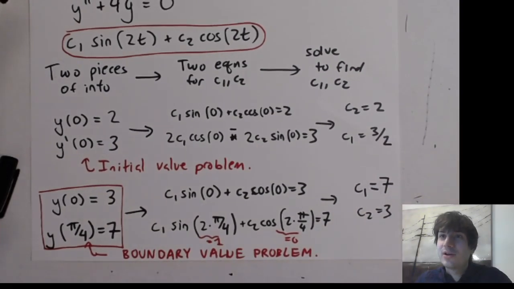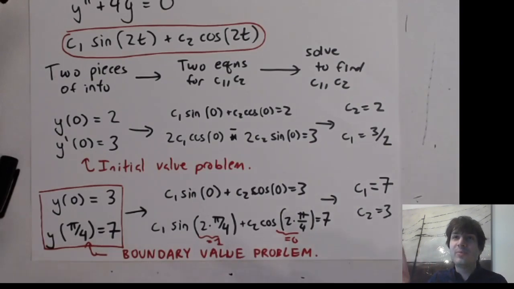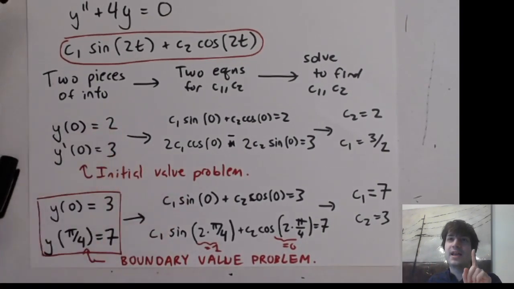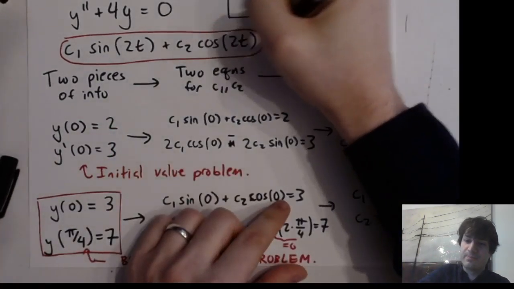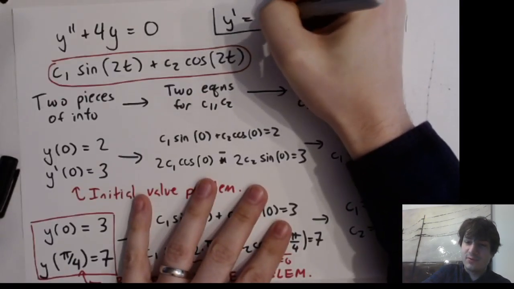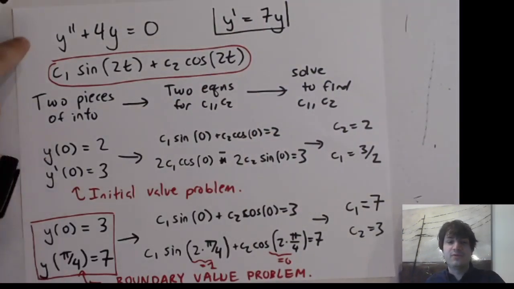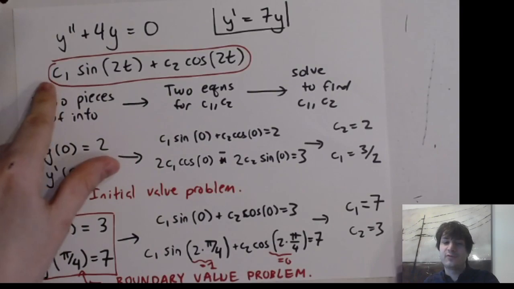All right, question in the chat here. Won't the initial value be sufficient to find c1 and c2? Hence, just one piece of info is needed. So one piece of information is needed if it is an equation of this form, a first order equation, like y prime equals 7y. For a first order equation, you only need one piece of information. For a second order equation, you need two pieces of information, c1 and c2.